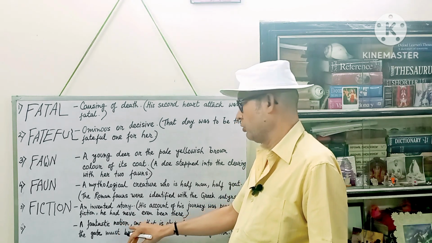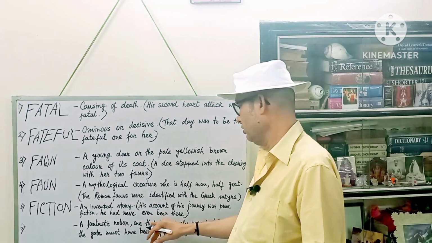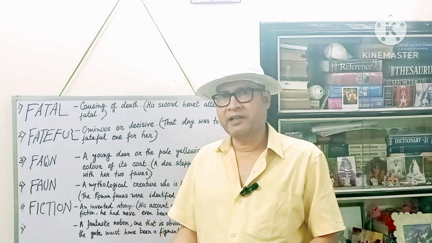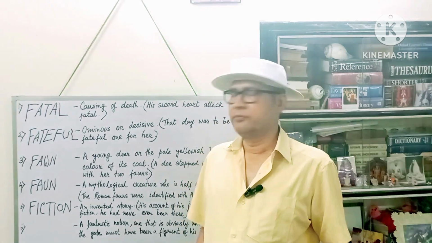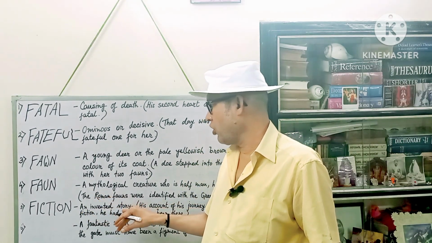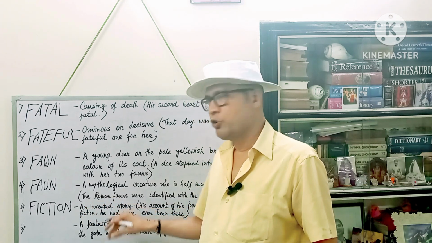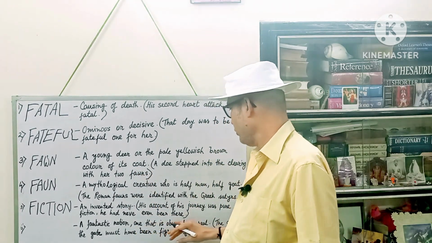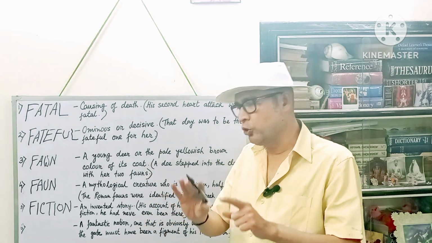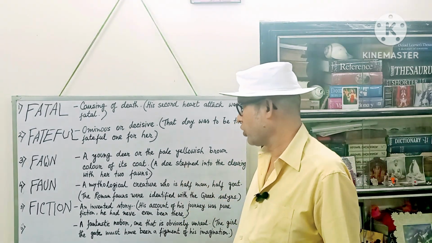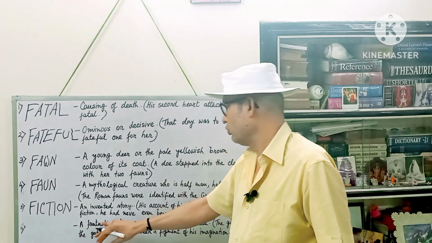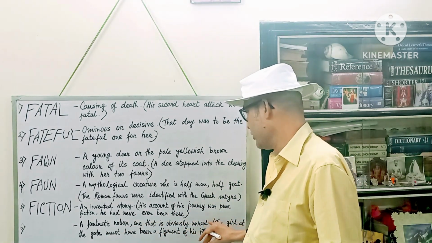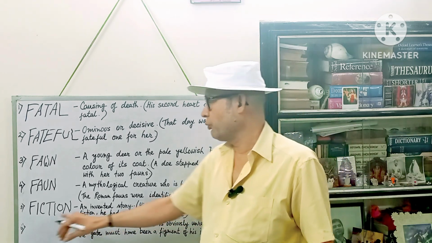Next one, number 6, and that is going to be the last one for this video session. A fantastic notion. Notion means idea. A fantastic notion, one that is obviously unreal. It is obvious that the idea is unreal. Here it's a story that is concocted by somebody, that's an invented story. And here a fantastic idea, notion, one that is obviously unreal. There is no doubt about it. And what is that word then? It is also going to be a noun. So this meaning also requires a noun here.